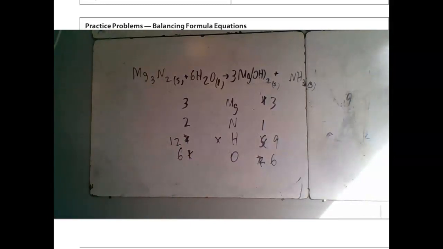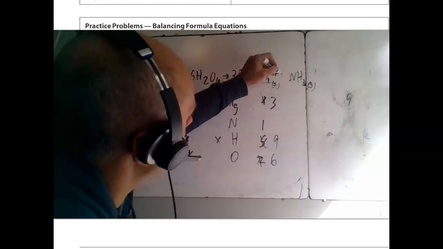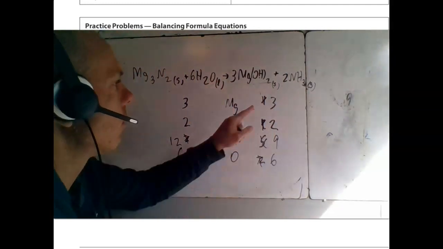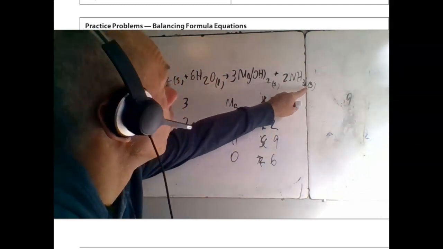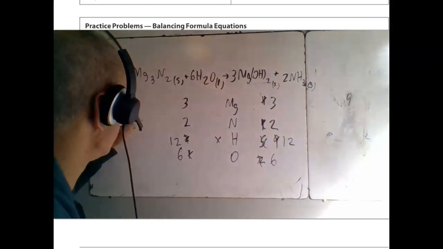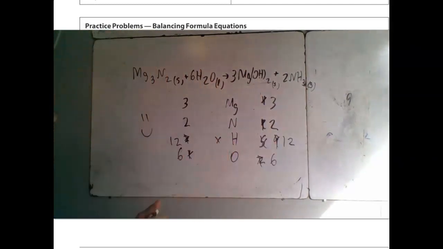And with 2 on the left and only 1 on the right, I'll put a 2 in front of NH3 to balance nitrogens. And that takes hydrogens on the right up to 2 times 3 is 6, plus 3 times 2 is another 6. 6 and 6 is 12, and we are done. And lo and behold, hydrogen did balance itself, or got balanced through the balancing of other atoms.